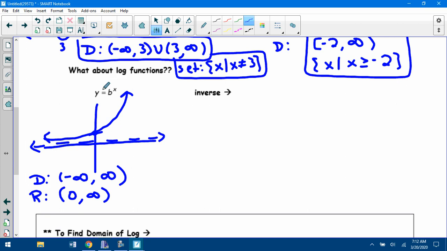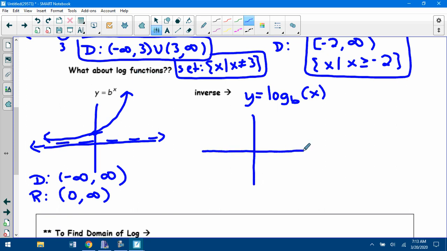Now, what was the inverse of y equals b to the x? If you wanted to switch x and y and get rid of that b, you take the log base b. That's been the whole purpose of this unit. The log base b of x is the inverse of b to the x. So if I was graphing that, think about it in terms of this graph.